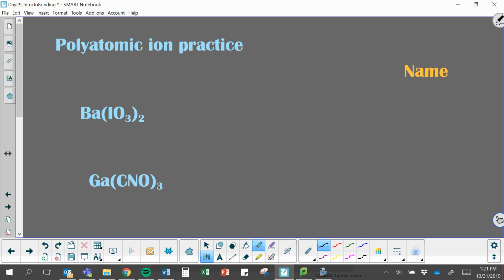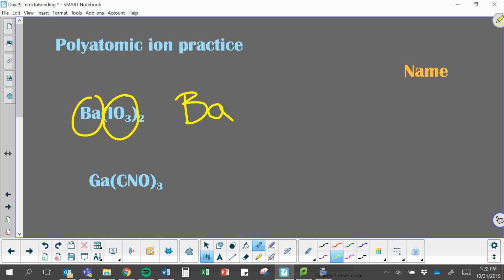ion. So this is telling us that we have one barium atom, and we have 2, what is that? What ion is that? Look on your sheet. 2 iodine. Well, what's the whole ion called? When you look on your chart, you find IO3.